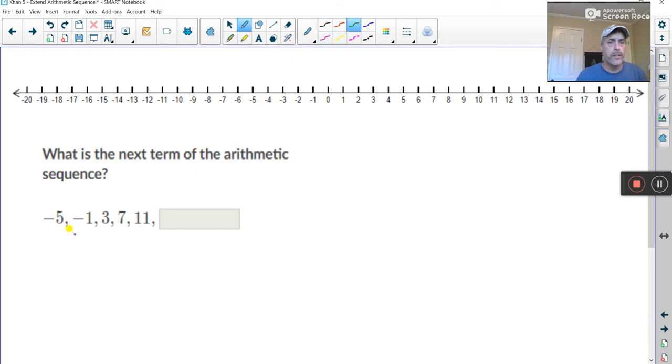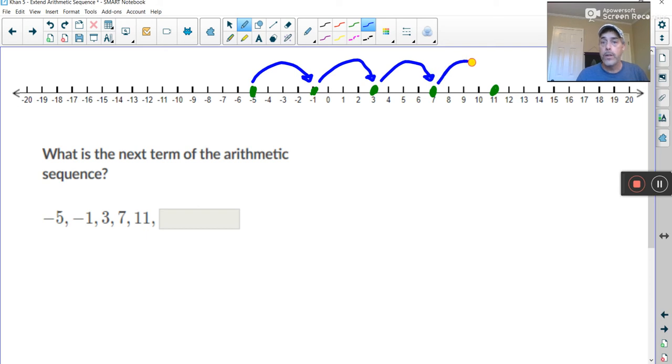So now we're just trying to figure out how I get from number to number. So it goes from -5 to -1 to 3 to 7 and to 11. And I am using this number line just to kind of visualize what this sequence looks like.